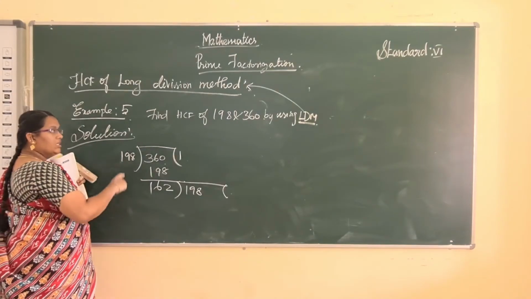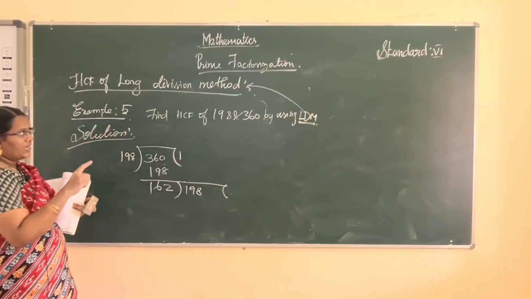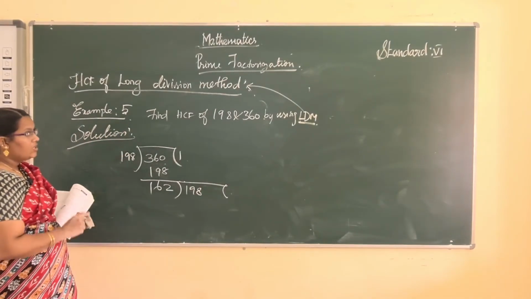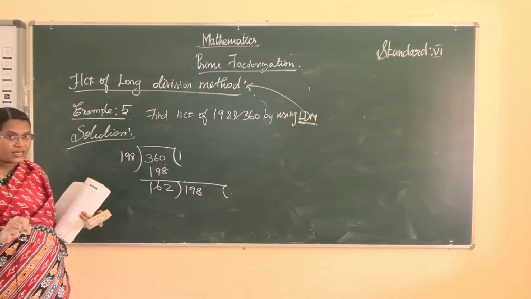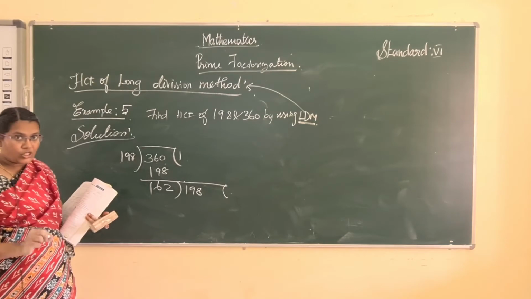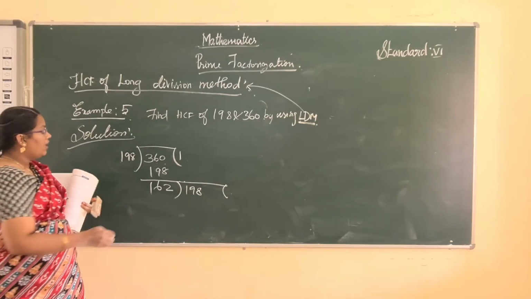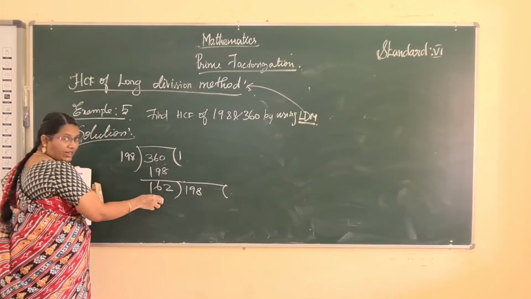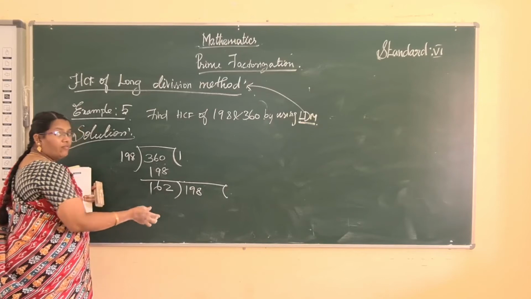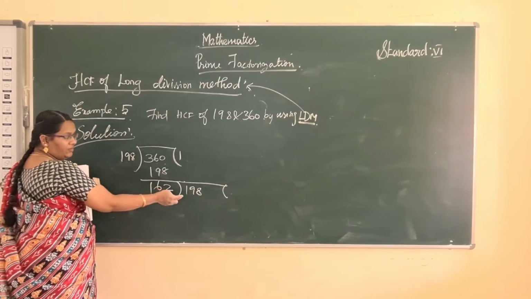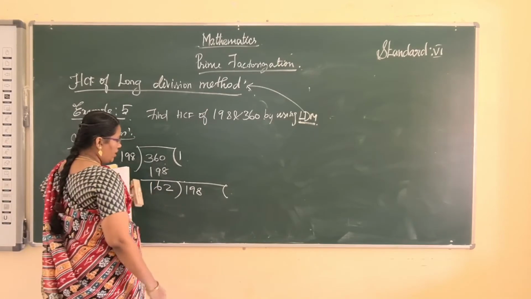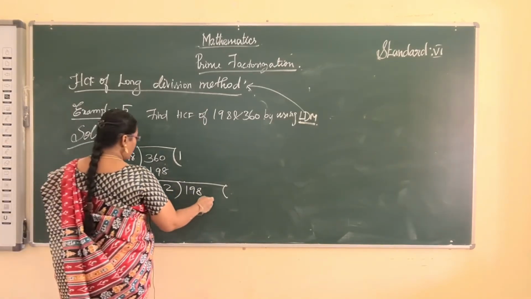Listen carefully. Find the HCF of the given two numbers. The smallest number we consider as the divisor, and the largest number we consider as the dividend. After simplifying, we get the remainder. The remainder is considered the divisor, and the divisor is considered the dividend. Now, how many times is it possible?